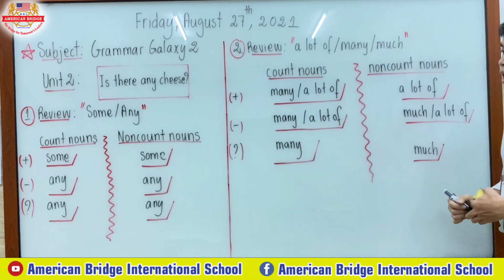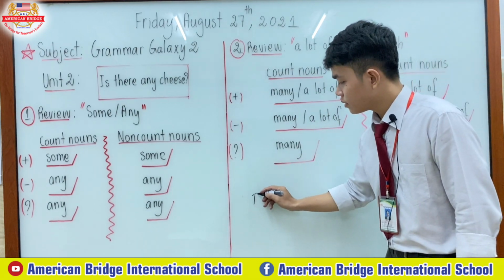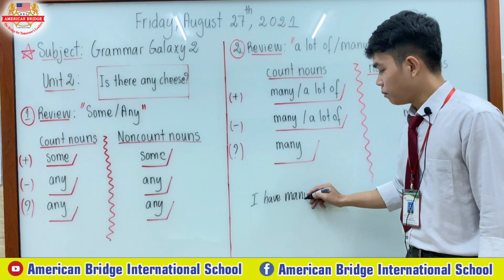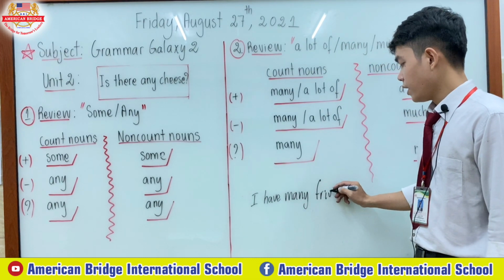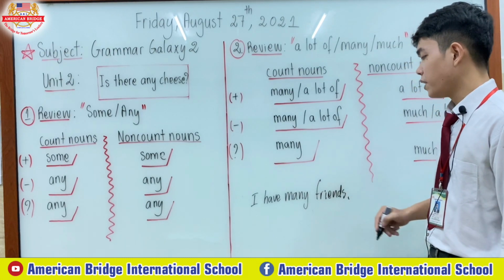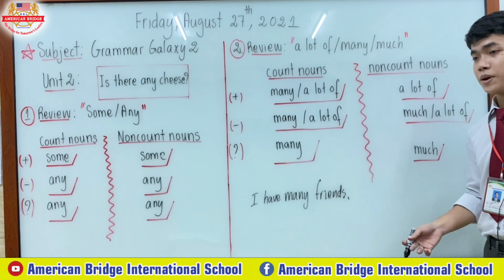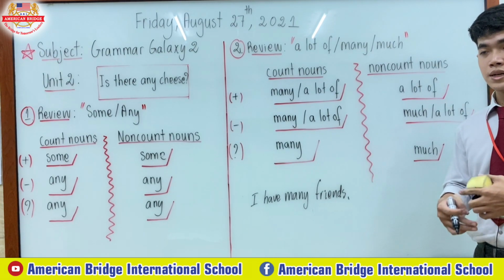For example, I have many friends. I have many friends. So the quantity of your friends may be around 5, 6, or more than that.